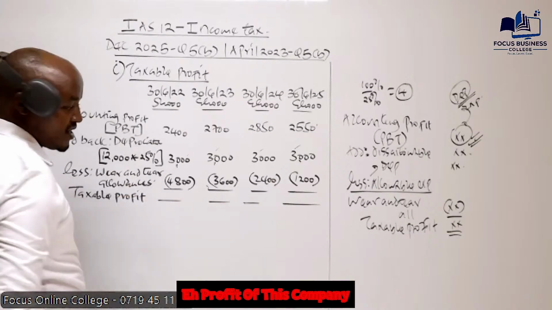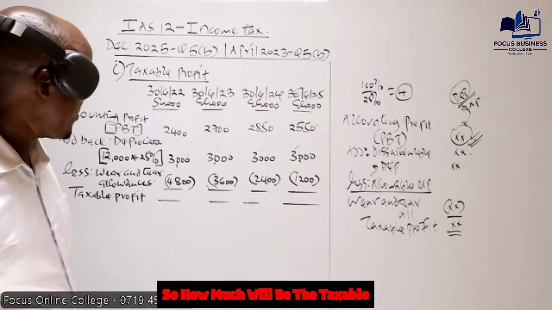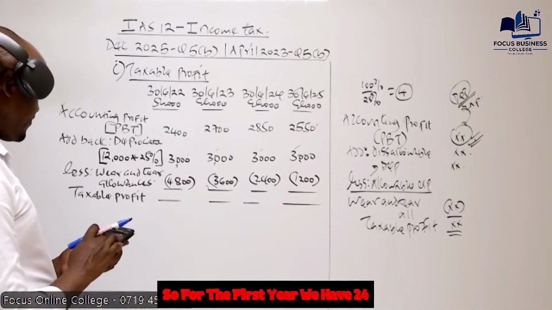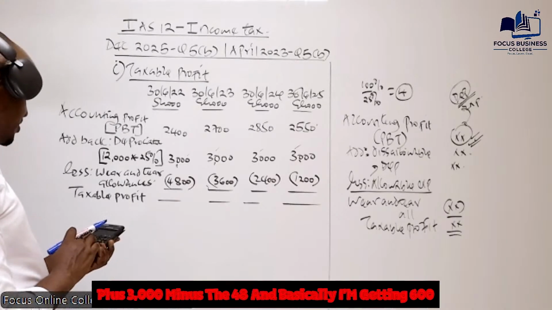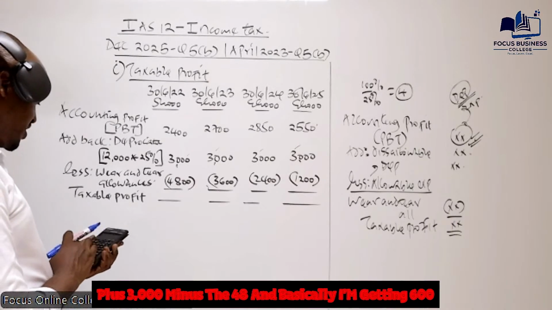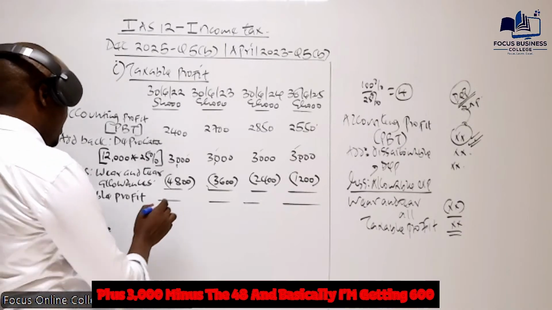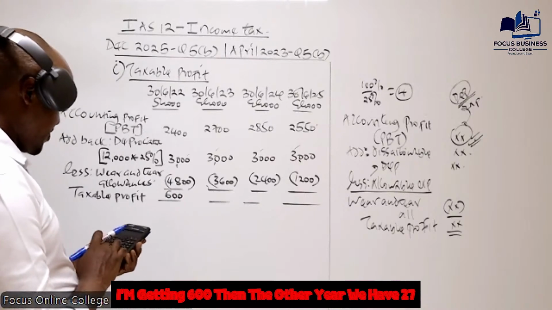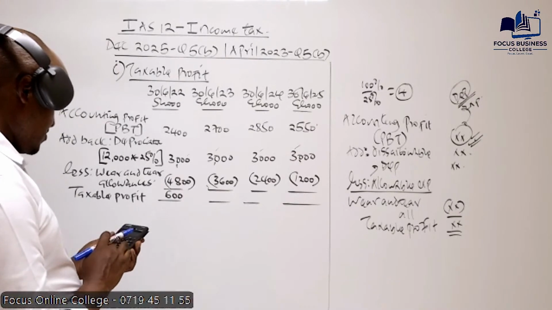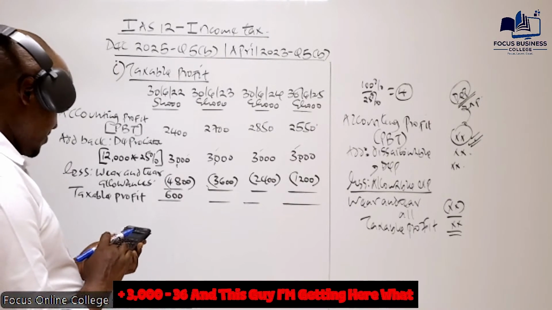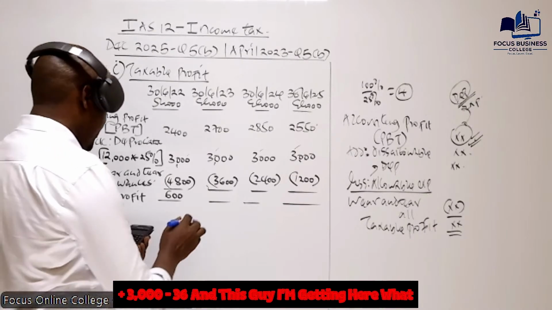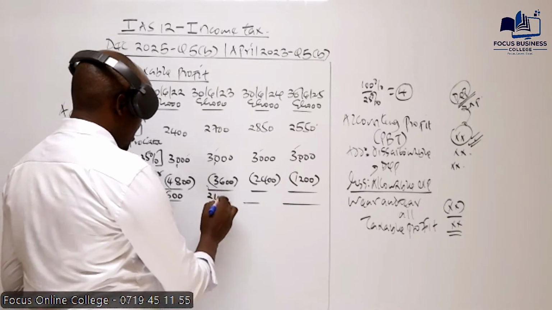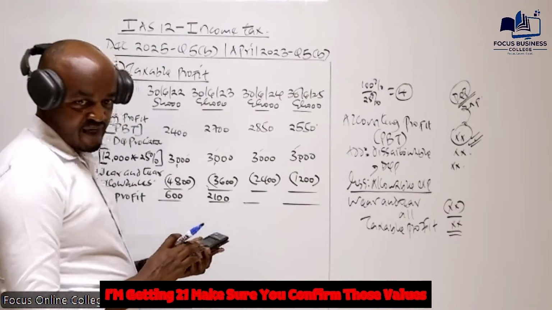We compute the taxable profit of this company. So how much will be the taxable profit for the first year? For the first year, we have 2,400 plus 3,000 minus 48, and basically I'm getting 600. Then the other year, we have 27 plus 3,000 minus 36, and I'm getting 21.